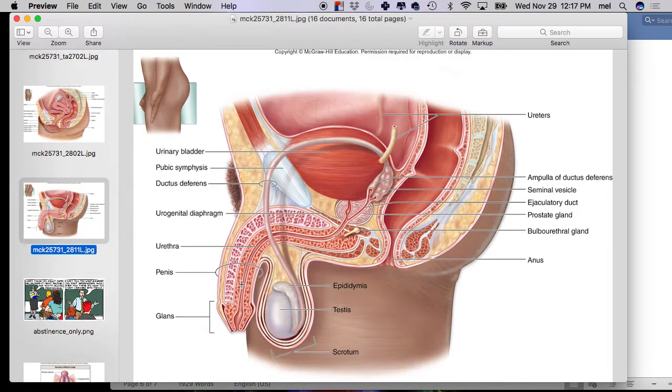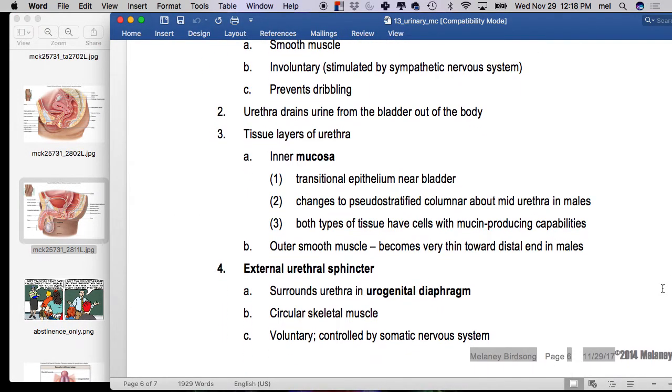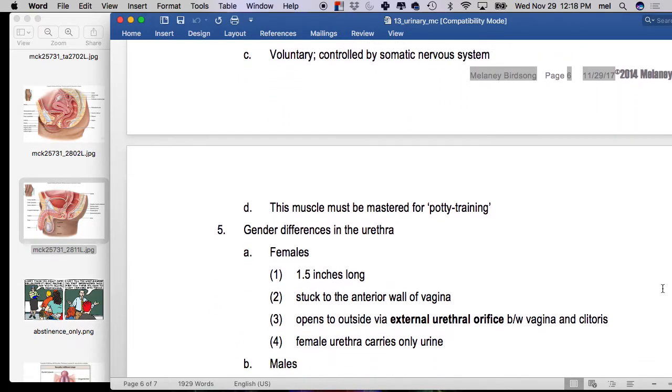And of course, males, notice the distance until you get up to the urinary bladder. Males are going to get far fewer urinary tract infections than females are. In addition, you ain't got no wiping possibilities right there, unless you're doing something really weird. Okay, so, all right, so external urethral sphincter, we talked about this.